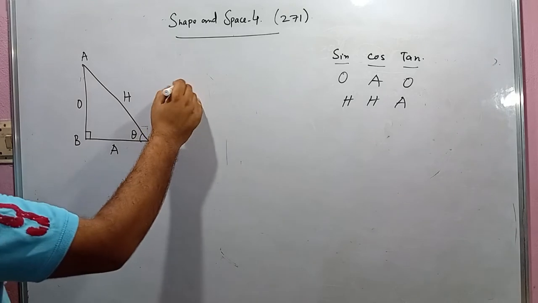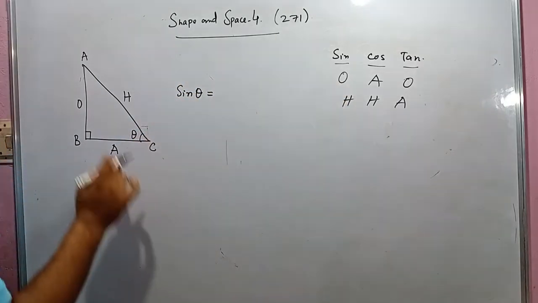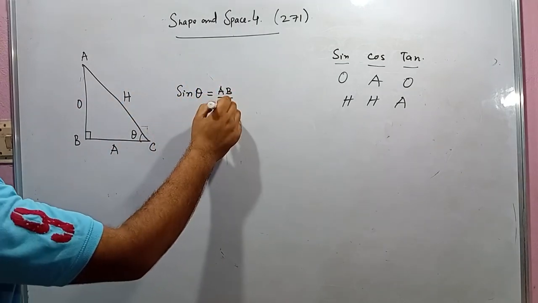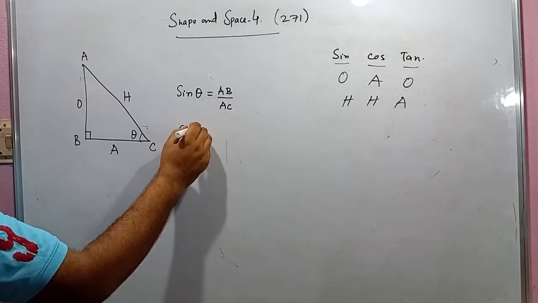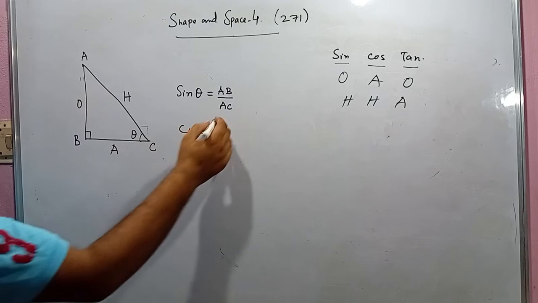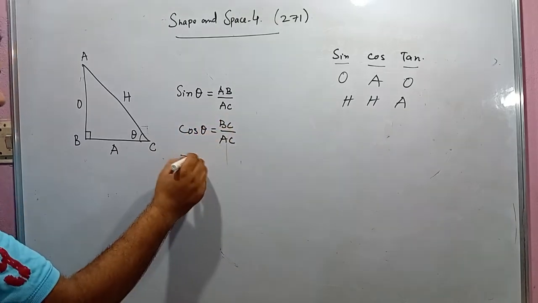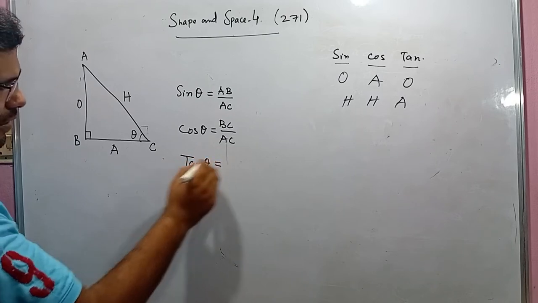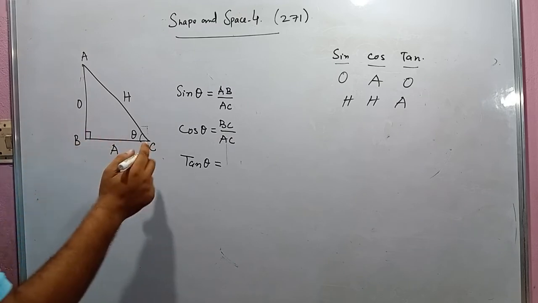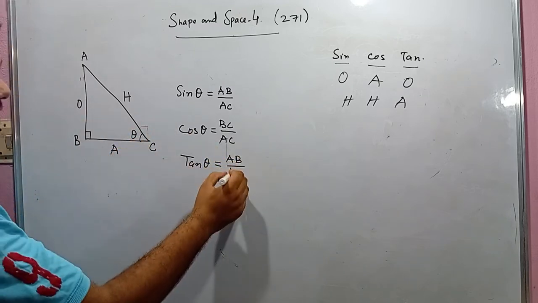So if I want to write sine theta, sine of angle theta, that is opposite by hypotenuse, opposite is AB, so it's AB divided by AC. If I want to write cos theta, that is adjacent by hypotenuse, that is BC divided by AC. If I want to write tan theta, then tan theta is opposite, that's AB, divided by adjacent, that is BC.